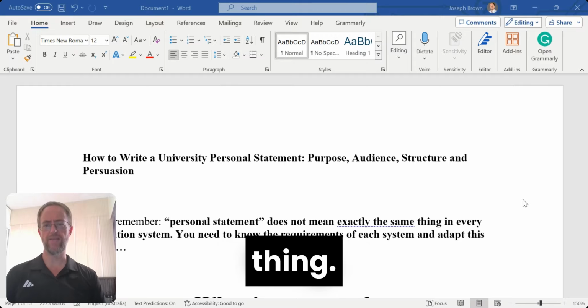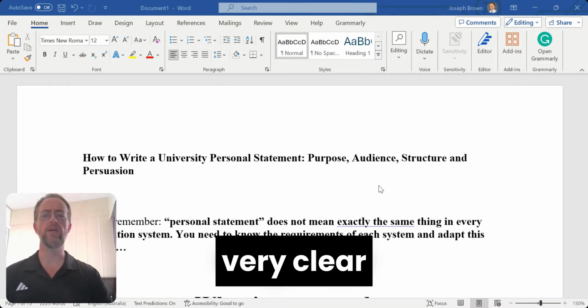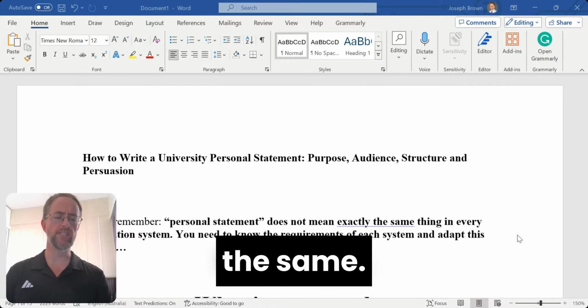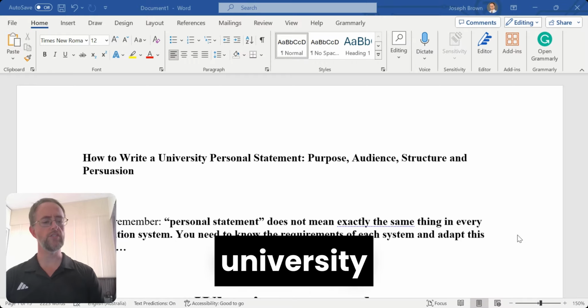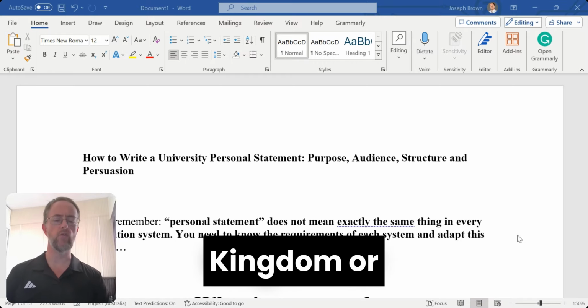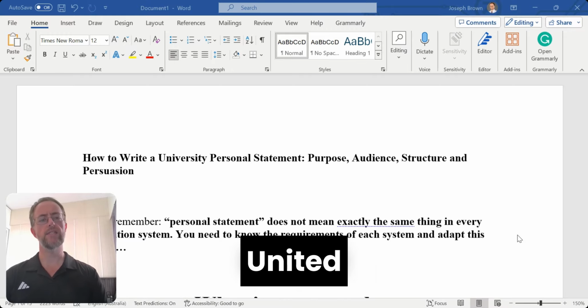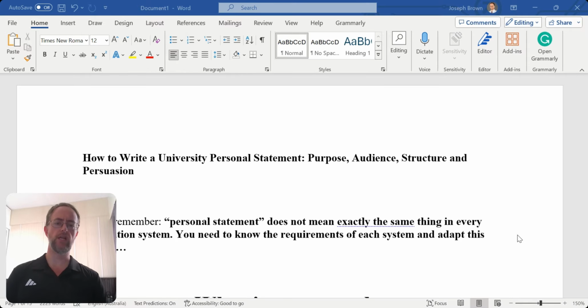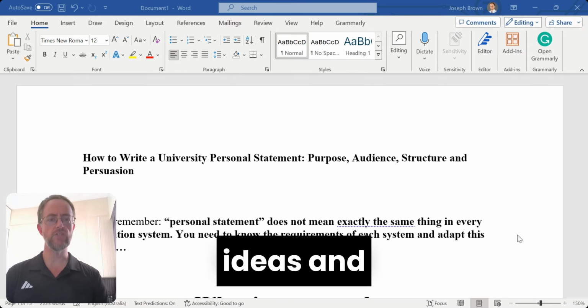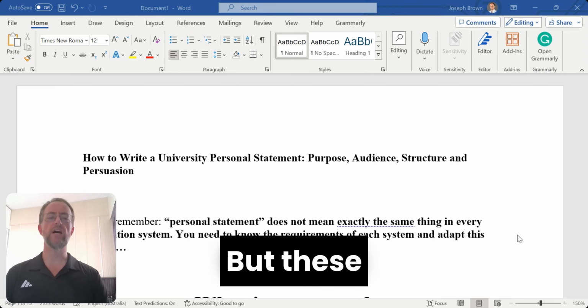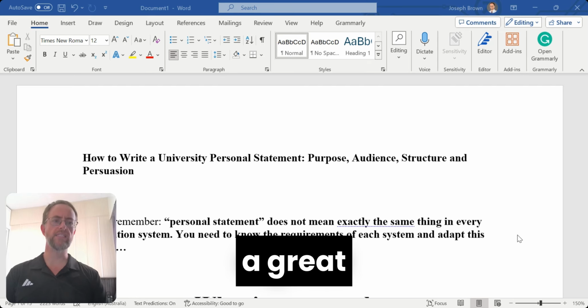Okay, so that's what we do when we analyze, and we're going to do the reverse when we create this thing. We're going to start with a very clear reminder that all personal statements are not the same. If you're applying for university in the United Kingdom or in Europe, it's going to be different to applying in the United States or applying in Australia. So take these ideas and adapt them to the requirements that you need. But these ideas are probably a great starting point.